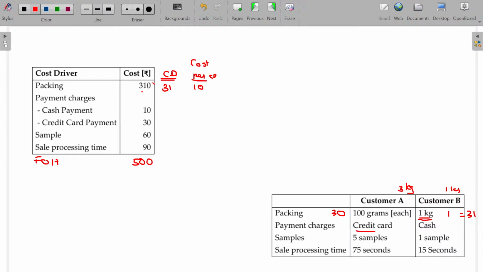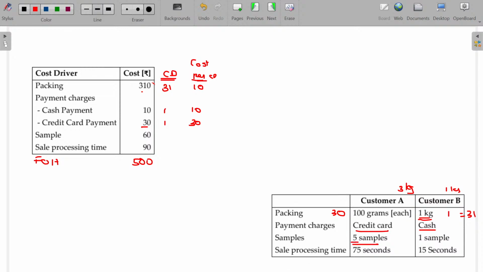Payment charges. Customer A came for purchasing, and payment is made by credit card, and B settles in the form of cash. Is that okay? So in case of cash, 10 rupees will be the charges, and for credit card, 30 rupees will be the charges. For every cash payment, it costs us 10 rupees for processing. For every credit card payment, the seller has to pay credit card charges of 30 rupees.